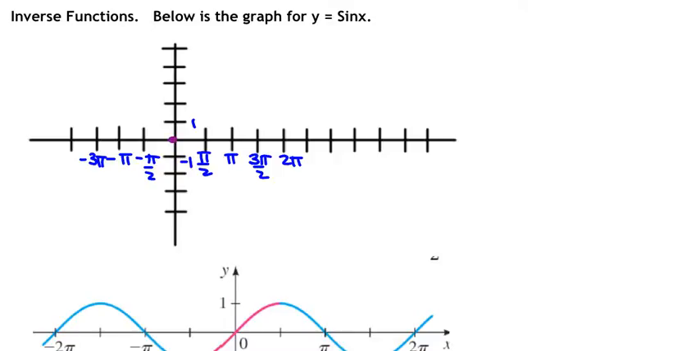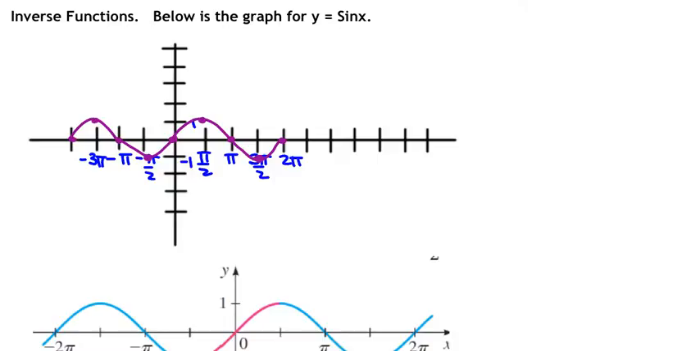Remember, you start at 0, 0, over pi over 2 up 1, over pi up 0, over 3 pi over 2 down 1, over 2 pi up 0. So there's one revolution. Now I'm going to go in the negative direction. Continue that pattern. And this graph, so far, without any domain restrictions, looks like that.